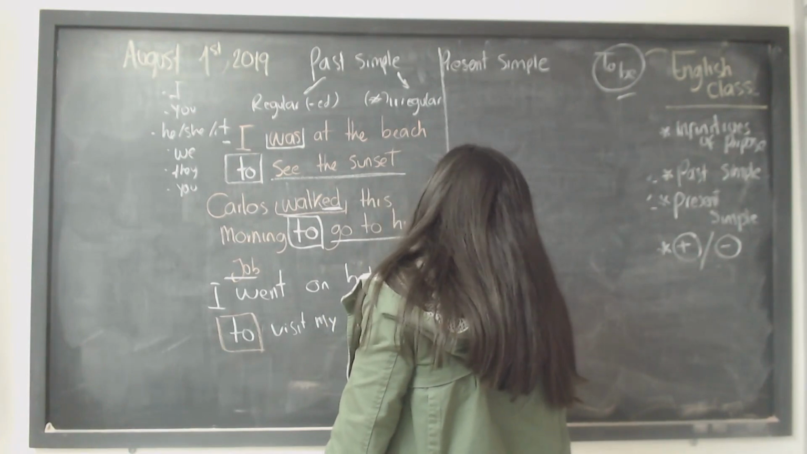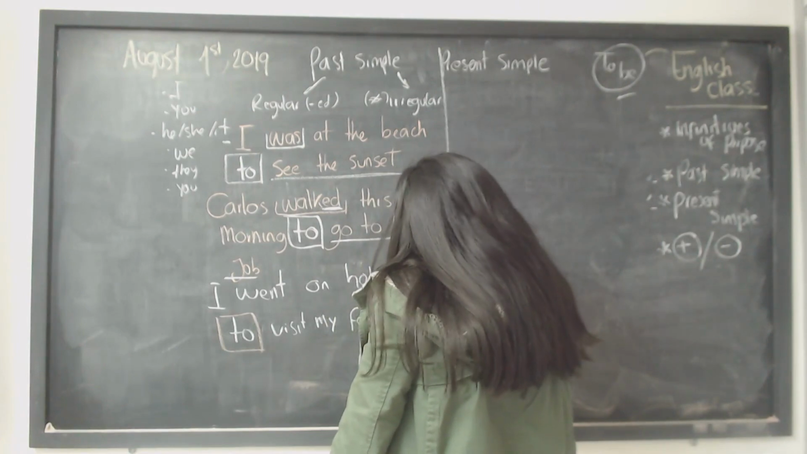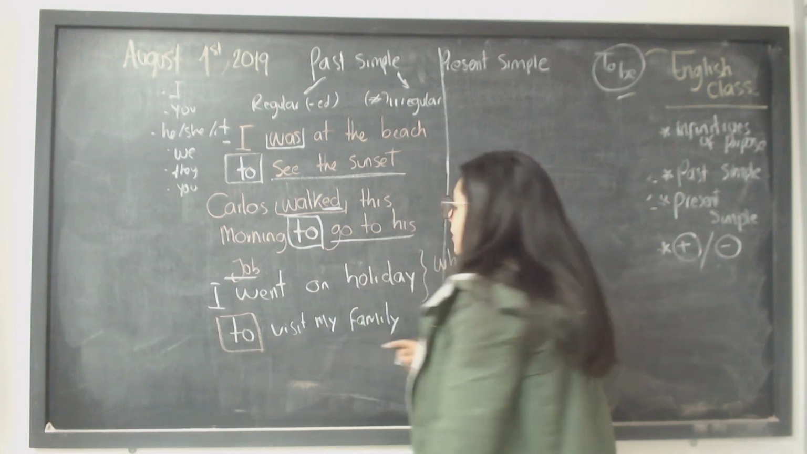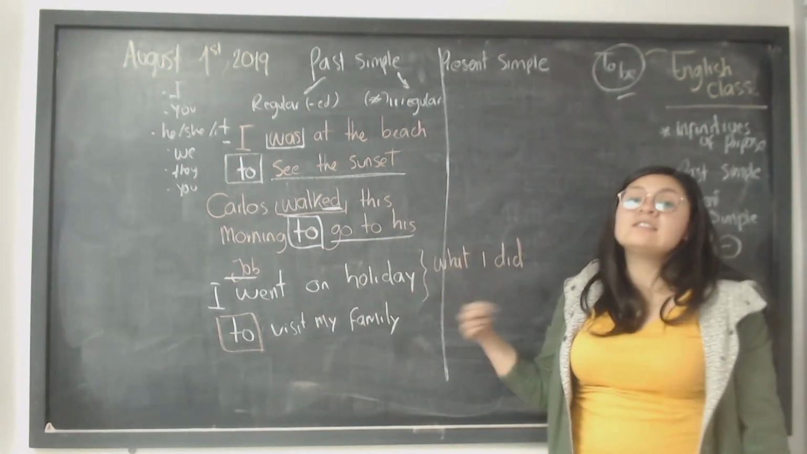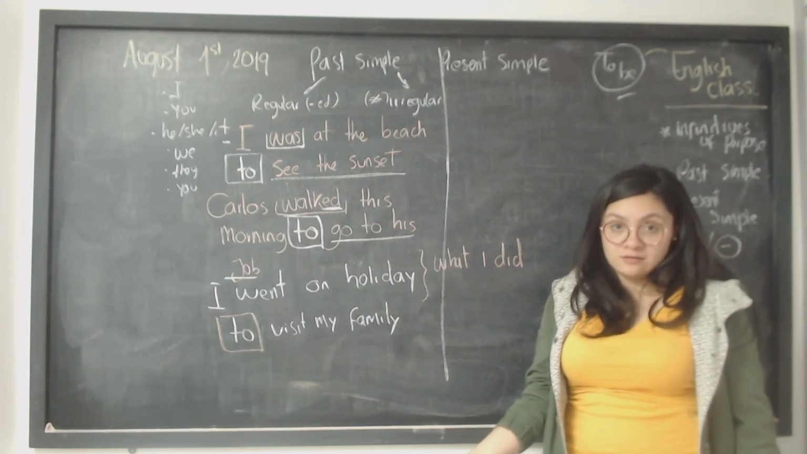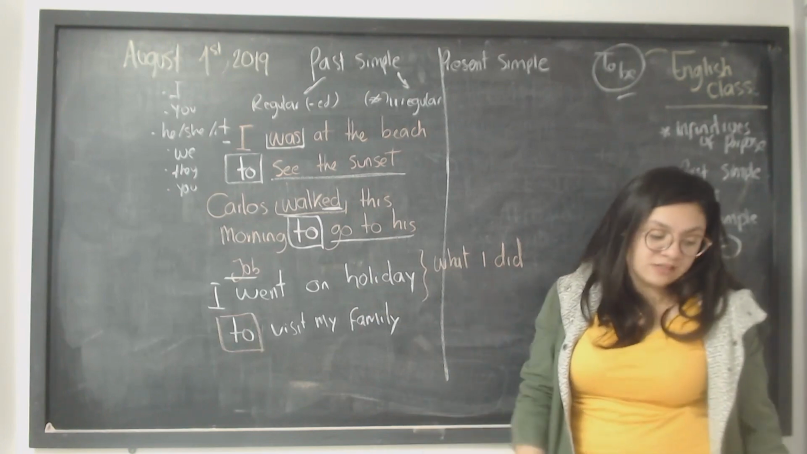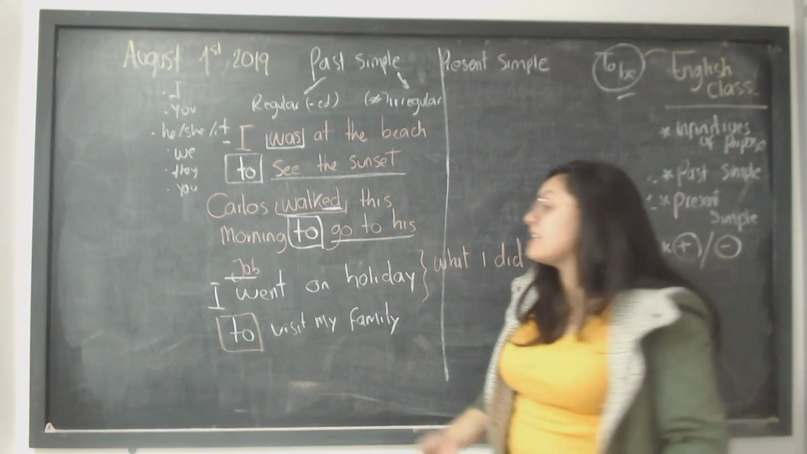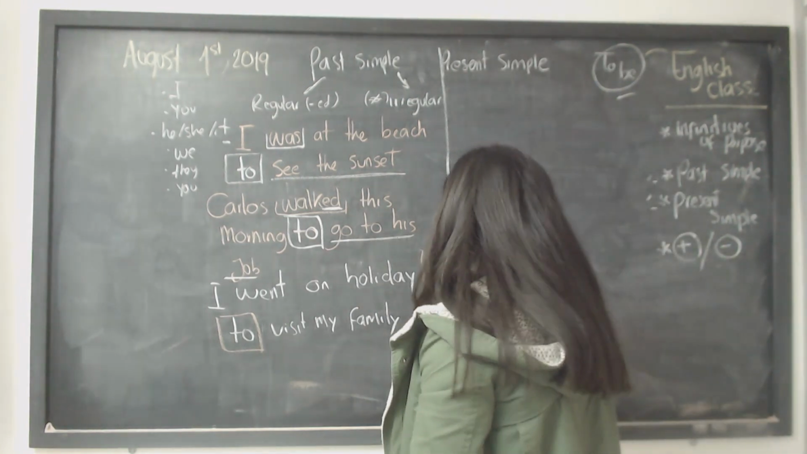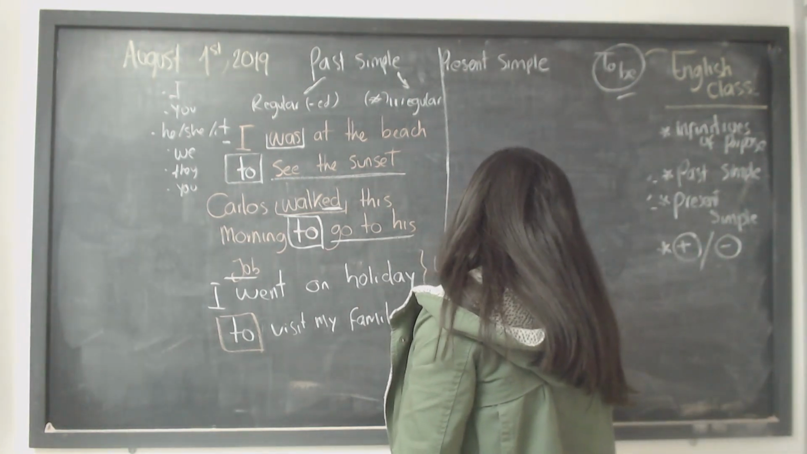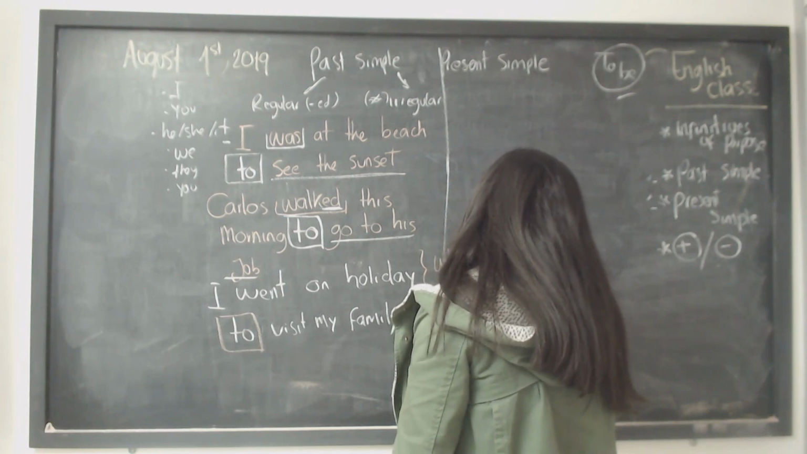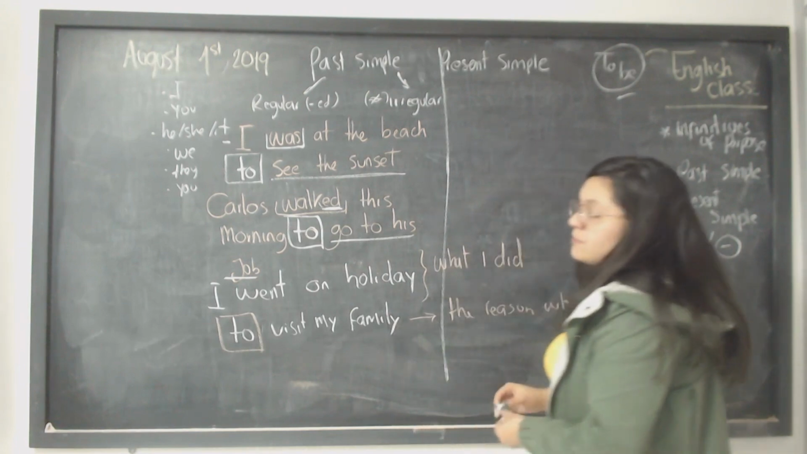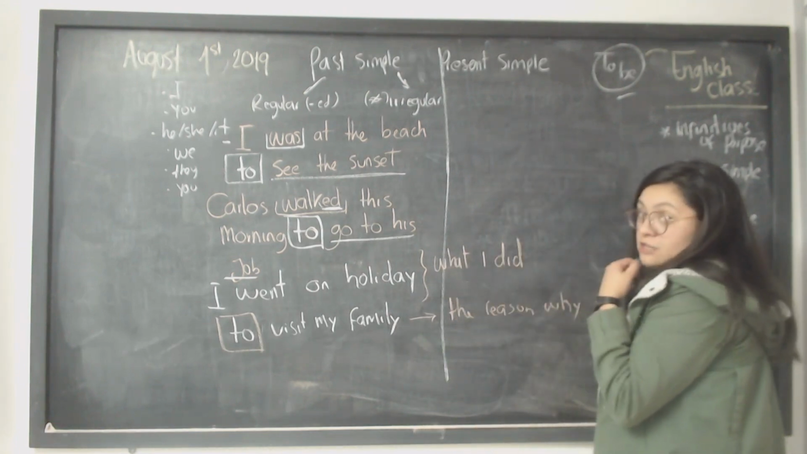This is a key information. What I did. Esto es súper importante. The first sentence is what I did. La primera frase es lo que yo hice o lo que estoy haciendo. O lo que en este momento estoy haciendo. And the second one is the reason why. So this is the connection between the two sentences. Esta es la conexión entre las dos frases.